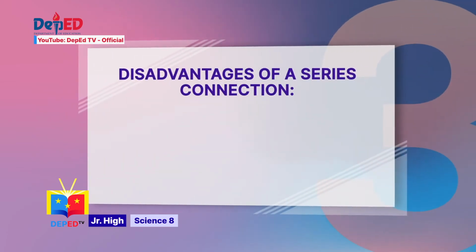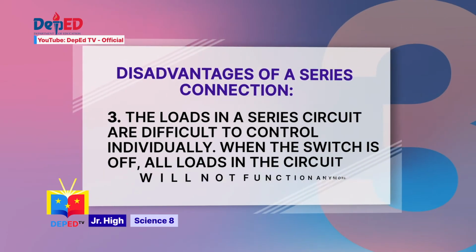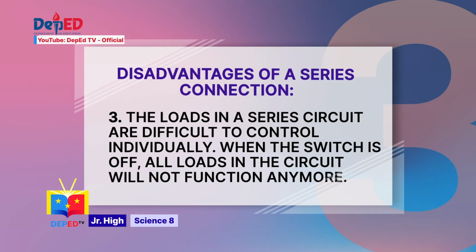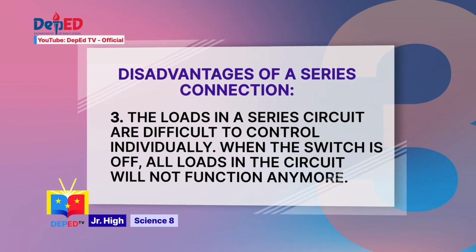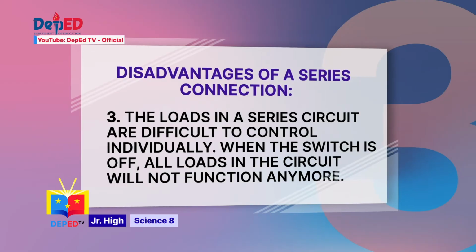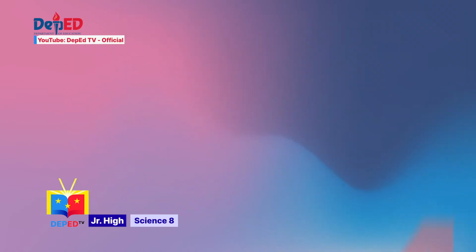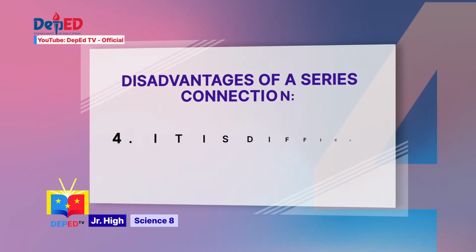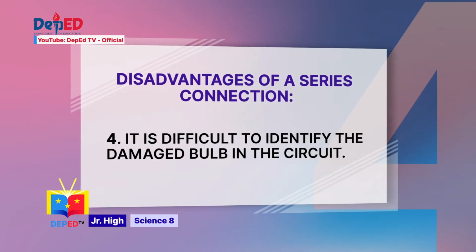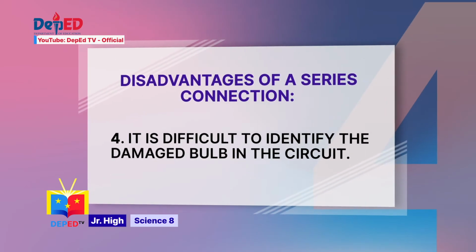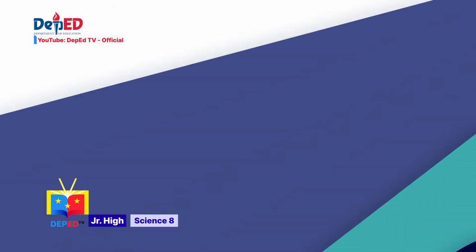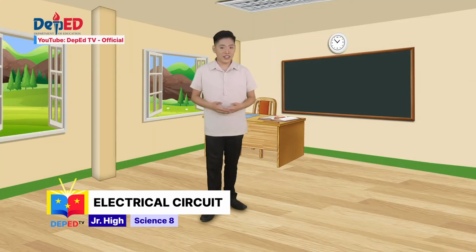3. The loads in a series circuit are difficult to control individually. When the switch is off, all loads in the circuit will not function anymore. 4. It is difficult to identify the damaged bulb in the circuit. Now let's move on to the next kind of circuit.